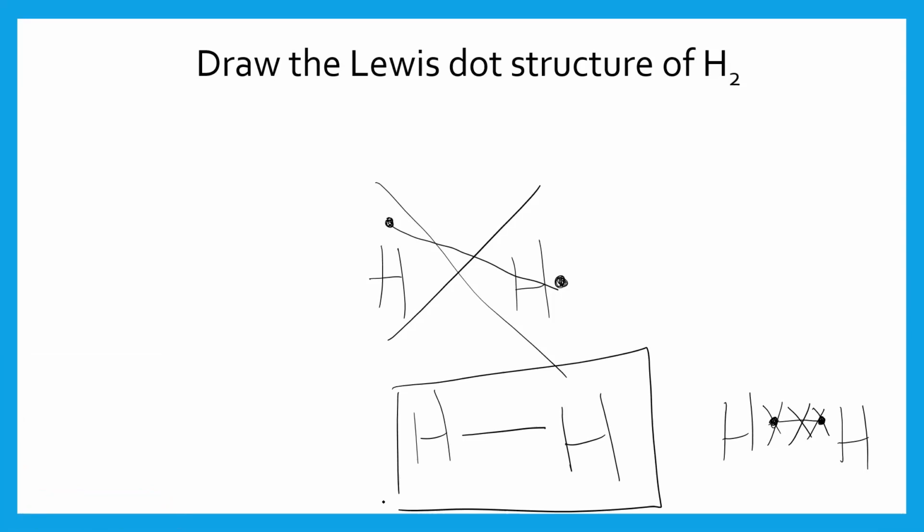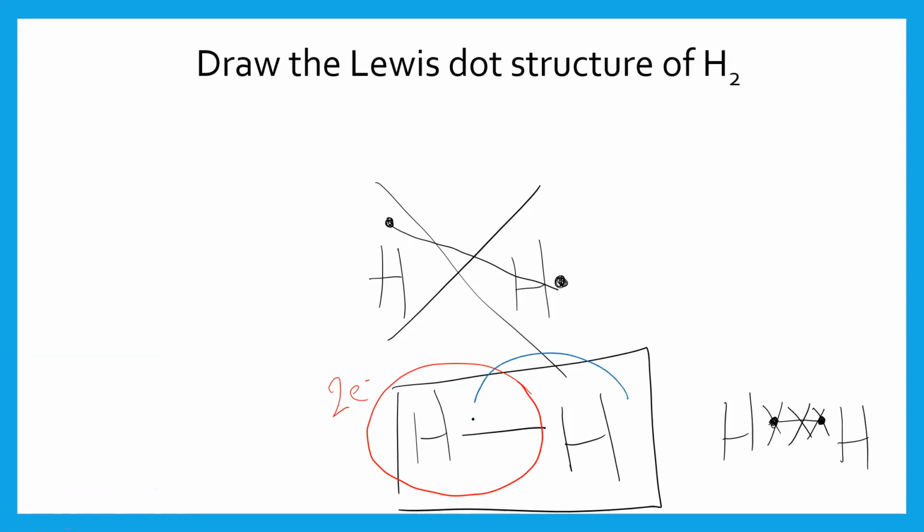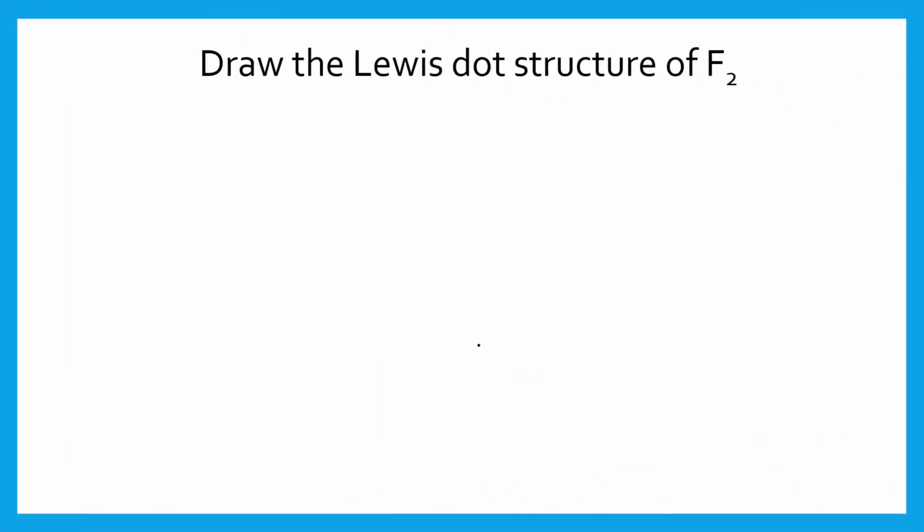My bonds have occurred between the two lonely electrons, and now I'm going to count my octet. This H has 2 electrons because one line is 2 electrons. H is the exception to the octet, so that H is happy. This H also has 2 electrons because one line is 2 electrons. They are each completely happy. Before, they only had 1 each and they were sad. But now they've bonded, they're happy. So let's try another one.